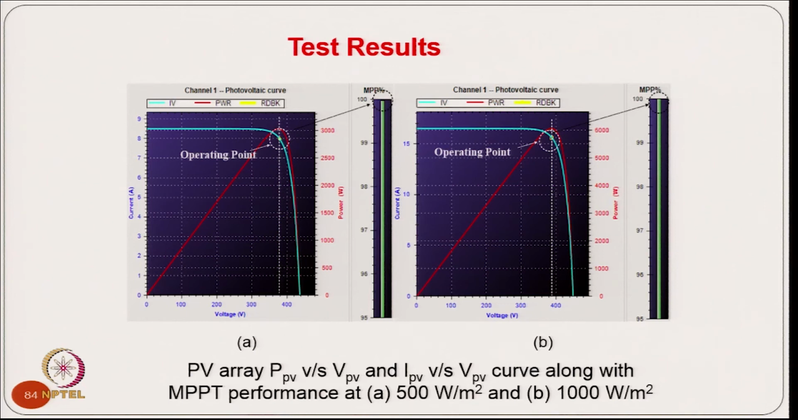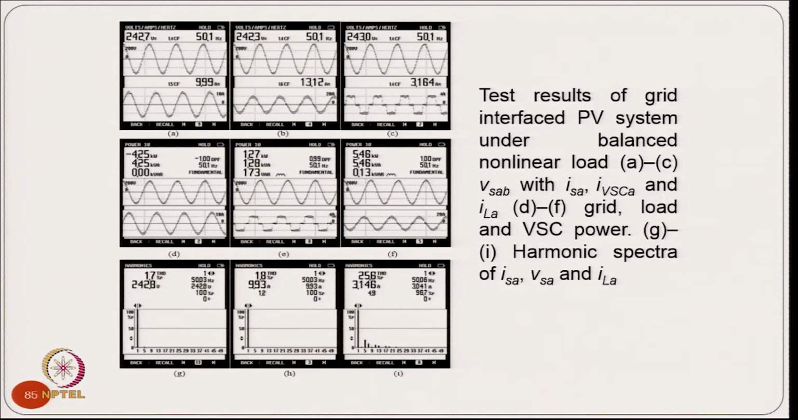This is the maximum power tracking corresponding to 500 watt per meter square and 1000 watt per meter square, and clearly you can see the grid current which has a THD of 1.8%, this is your load current which has a THD of 25.6%, and you are able to have a unity power factor on the grid where the power factor of the load is low because of the harmonics. The inverter is feeding not only the local requirement of reactive power; however, the grid does not have any reactive power or harmonics in that case.